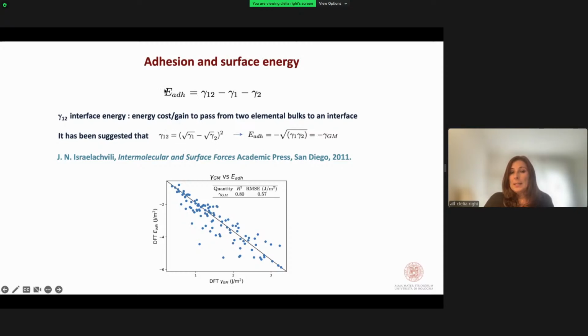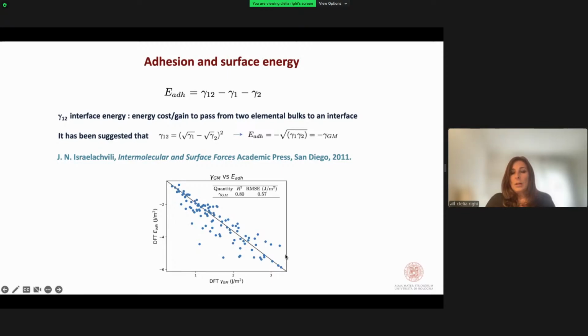So by substituting this in the expression for the adhesion, we obtain that the adhesion should be equal to the geometric average of the surface energies. This is something that we immediately tried to verify. And indeed, by plotting the adhesion as a function of the geometric average of our ab initio data, we found a good correlation, 0.8, and the root mean square error is 0.57. So this suggests that indeed the adhesion could be calculated once the surface energies are known, and these are typically known also from experiments.